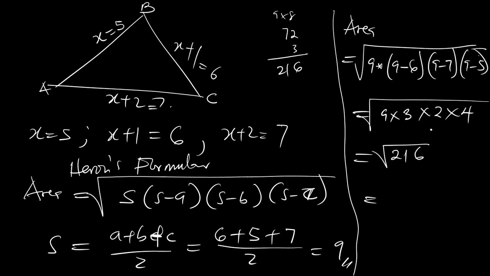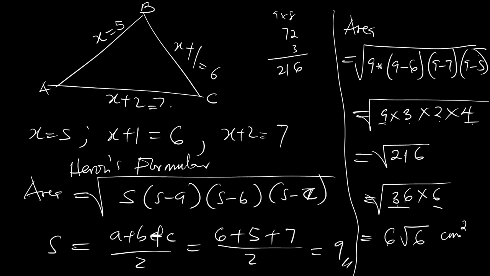So that means this times this will give us 36 times 6. So 36 is 9 times 4, and 3 times 2 is 6. So the area is 6 root 6 centimeter square. So this is the final answer.